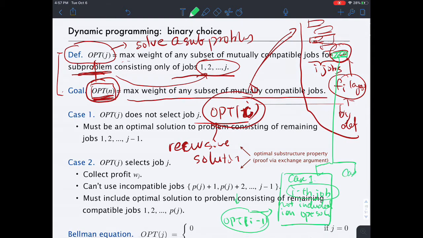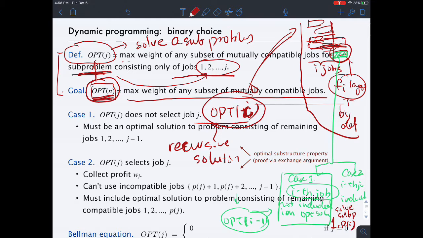Similarly, case two means that the i-th job is included. In this case, anything that is not compatible with the i-th job cannot appear in the final solution. So what we need to solve is the subproblem of the remaining compatible jobs, starting from the first job.